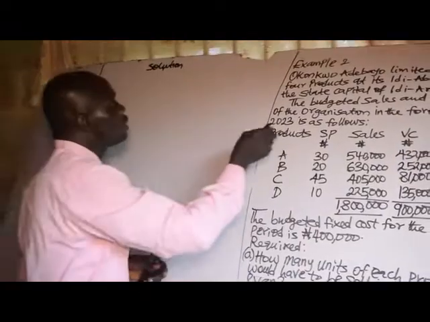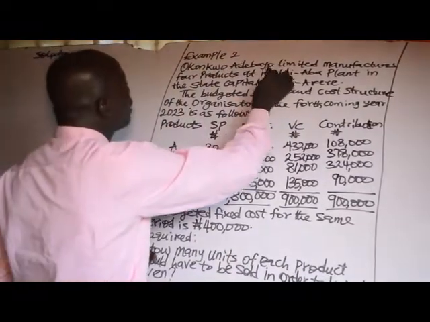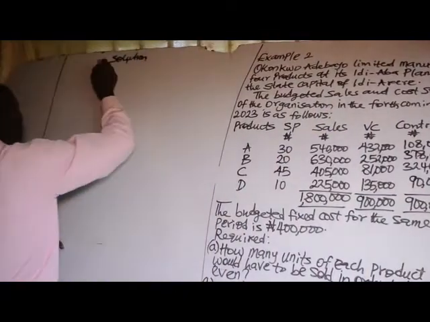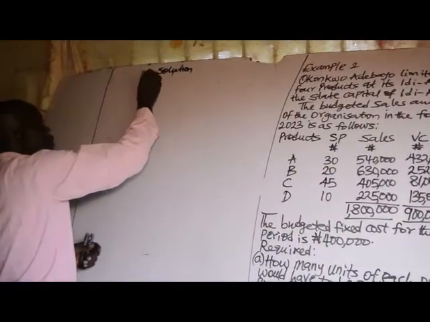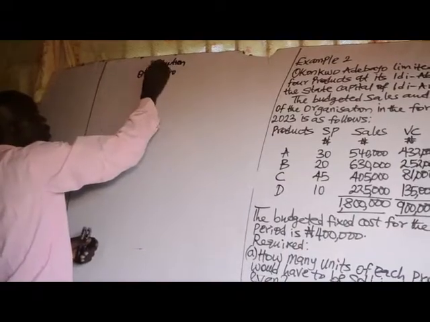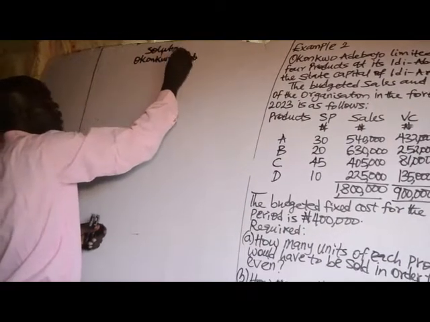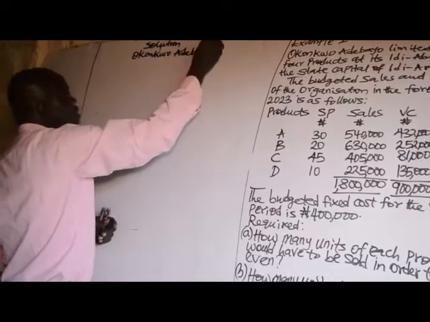The name of entity is Okonkwo Adebayo Limited.